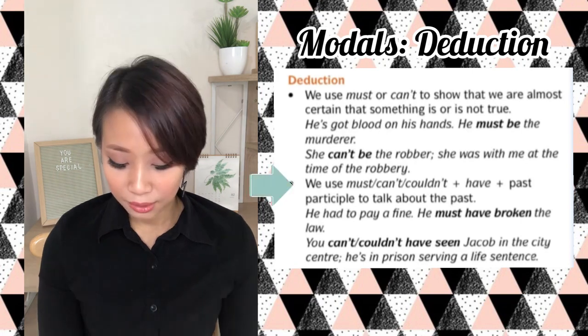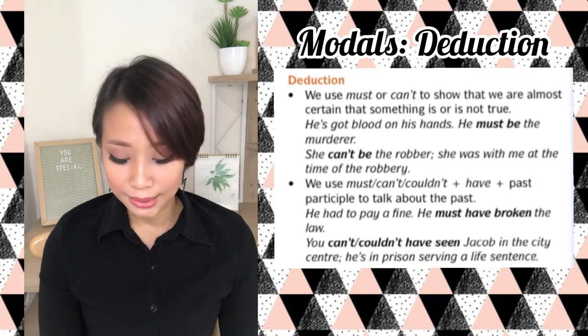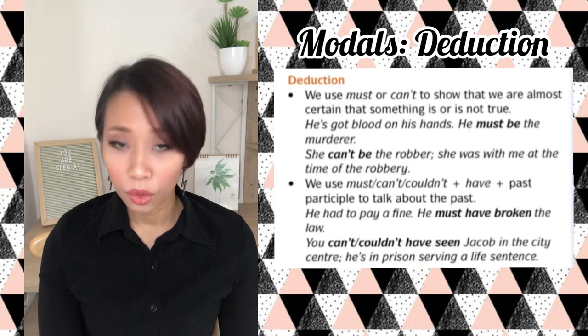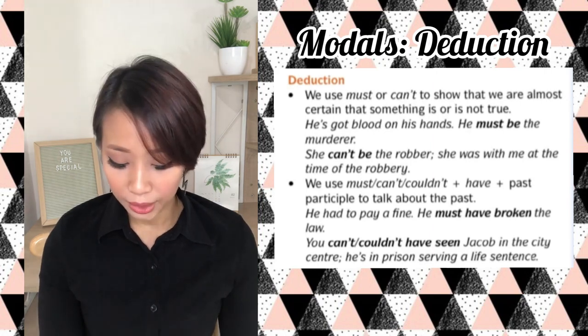We use must, can't, couldn't, have, past participle to talk about the past. Kita guna must, can't, couldn't, tambah have, tambah past participle untuk bercakap tentang masa yang lalu. For example, he had to pay a fine. He must have broken the law. Dia telah membayar saman. Dia pasti telah melanggar undang-undang.